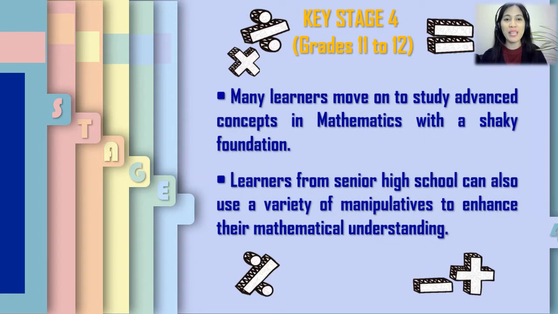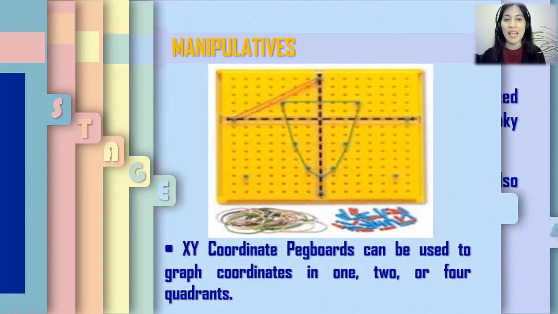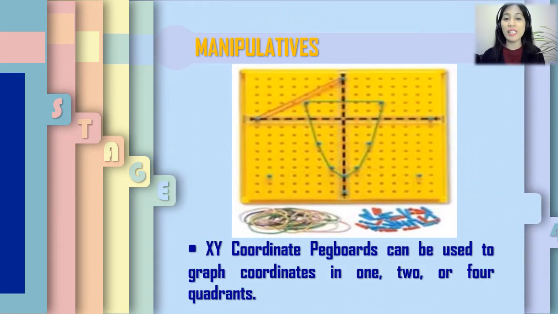As we all know, many learners move on to study advanced concepts in mathematics with a shaky foundation. So learners from senior high school can also use a variety of manipulatives to enhance their mathematical understanding. We could have the XY coordinate pegboards. This can be used to graph coordinates in 1, 2, or 4 quadrants. It shows translations of geometric figures, displays data in various forms, and demonstrates numerous algebraic concepts and relationships.